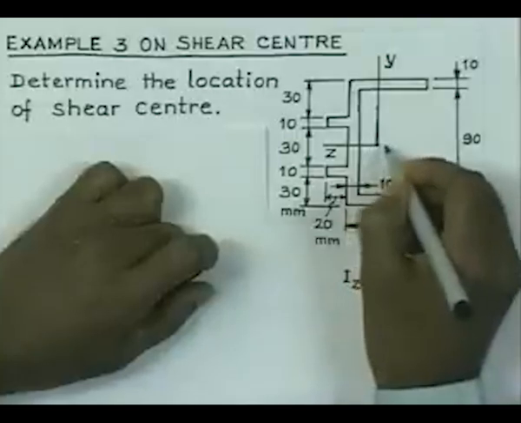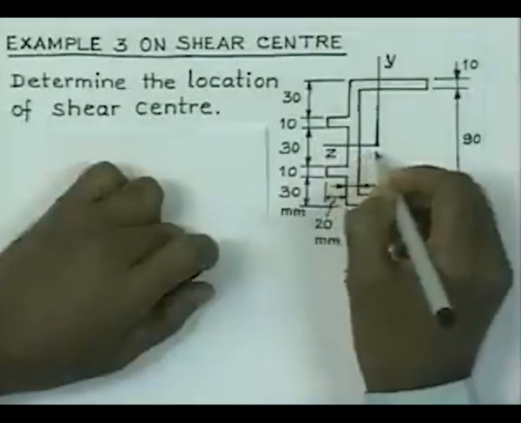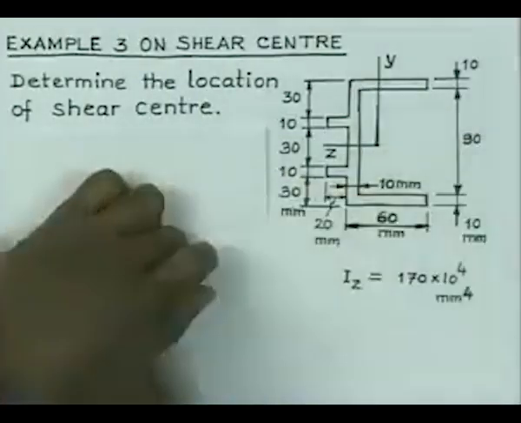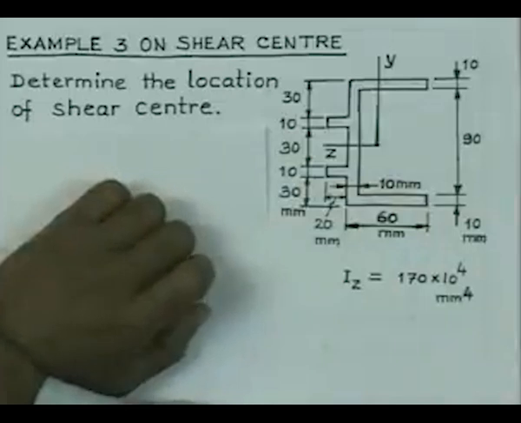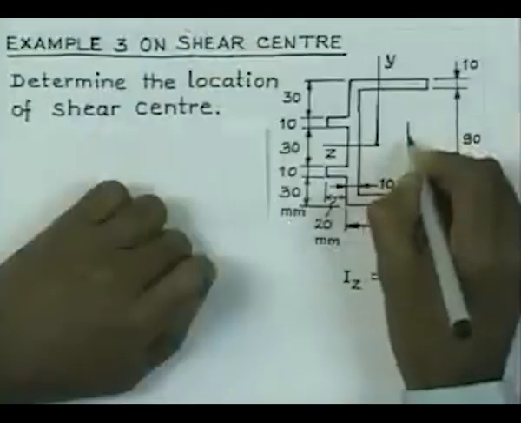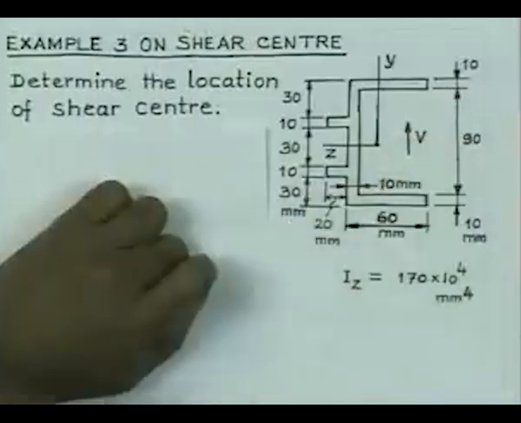The CG of the cross section is somewhere here, and this Z axis is an axis of symmetry. Y is really the axis which is not a symmetric axis, and therefore, loading in planes parallel to Y will have to be offset with respect to the CG, so as to eliminate the twisting of the section. So, we would be interested in trying to find out the location of the shear center when the loading is on a plane parallel to Y. So, we have the shear force acting like this.